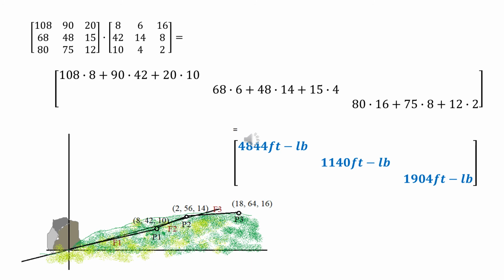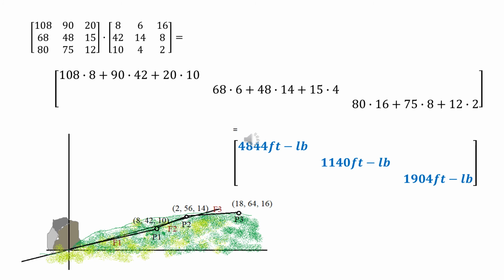So again, I'm going across the force rows, down the position columns as I multiply. So the dot products are shown here: 108 pounds times 8 feet added to 90 pounds times 42 feet added to 20 pounds times 10 feet, etc. And again, only the diagonal ends up making sense.